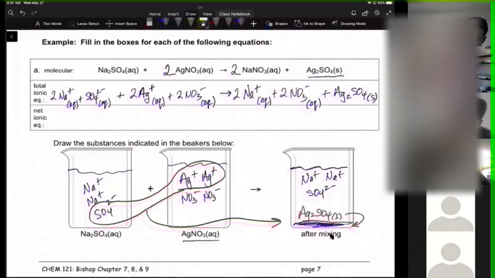So when we look for the spectator ions, we're looking for things that are exactly the same. The sulfate was aqueous on one side by itself, and it formed a new compound on the right side, so it's not the same. The ones that are the same are the sodium is exactly the same on both sides, and the nitrate is exactly the same on both sides. So at the bottom we see the things that don't cancel.